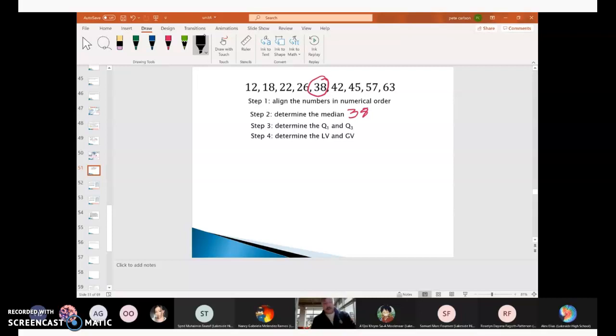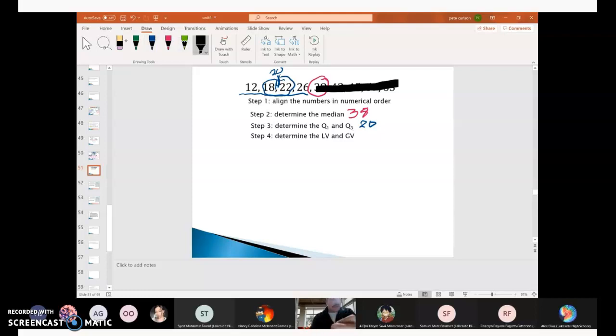So to find Q1, we cover up the median and the other side. And we basically ask ourselves, what's the middle number of these 4? Well, there is no middle number of those 4 because there's 2 numbers in the middle, 18 and 22. So you have to take the average of those 2 numbers. So what's the average of 18 and 22? What number is directly in between 18 and 22? 20. So my Q1 is 20.